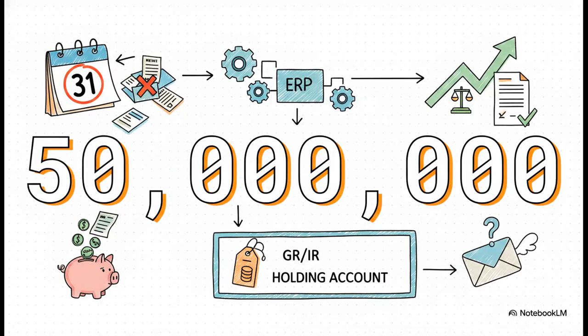Now, if XYZ Limited CFO only tracks physical invoices that actually arrived by that March 31st cutoff, they are going to falsely report to their shareholders that they have an extra 50 lakh rupees in profit. I mean, think about it. That is a 50 million rupee mistake.